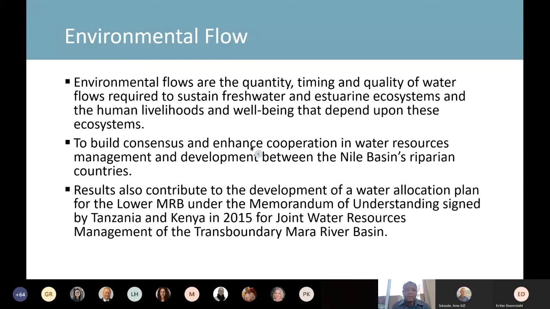It is quite important to have the environmental flow assessment because it enhances consensus and cooperation in water resources in the basin, especially when the resource is transboundary. The results are also very pertinent to interlinking integrated water resources management and ecosystem-based adaptation. So why did we conduct the environmental flow assessment in the Mara Basin?